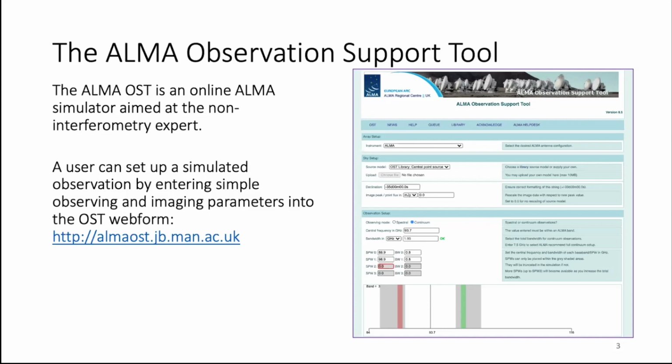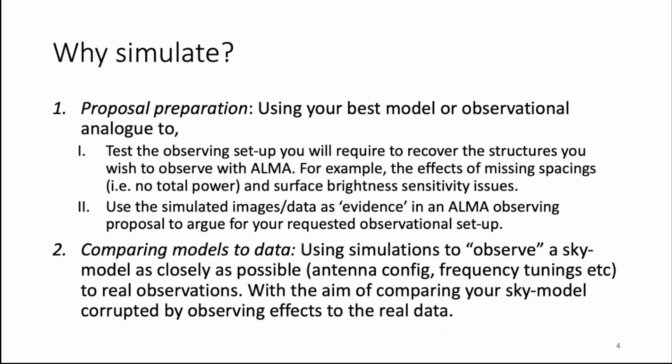So in essence, the OST is a web form that you can fill in. You put in some observing and imaging parameters, and then you give us an email address and you click submit, and we process your simulation for you in Manchester. And this is just a glimpse of what the OST web form looks like, but we'll see it again as we go through. And of course, very important, this is the URL that you need to navigate to find the OST.